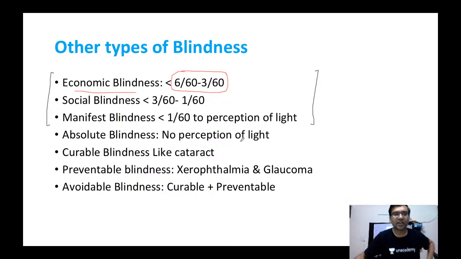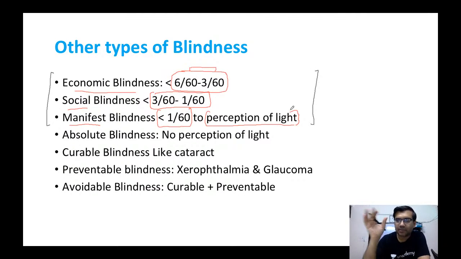I was alone. Anyways, so economic blindness is less than 6/60, if the patient is having the vision in between them. What is the meaning of social blindness? Social blindness means the vision is between 3/60 to 1/60. What is the meaning of manifest blindness? If the vision is less than 1/60 to perception of light. Now, what is the meaning of perception of light? Perception of light means the patient is not able to see the finger even very near to the face. And what you do is you put some torchlight over the eye, covering one eye, and you ask whether he can perceive the light or not.